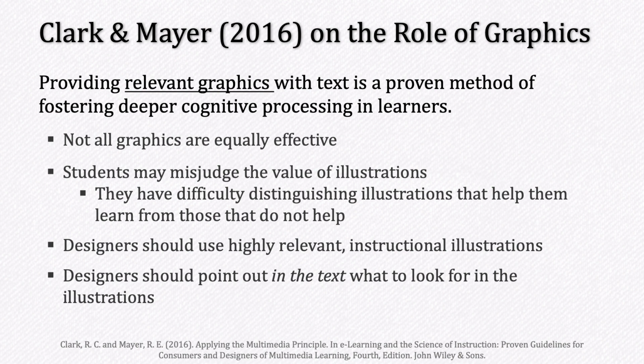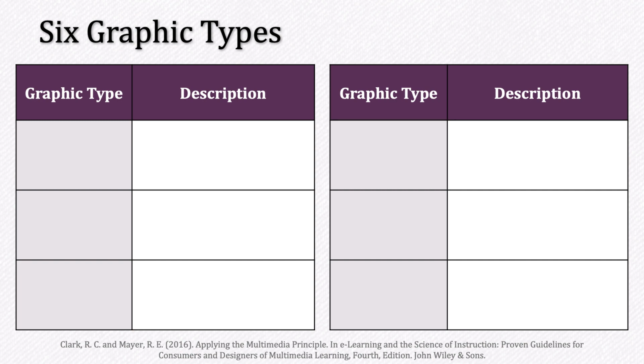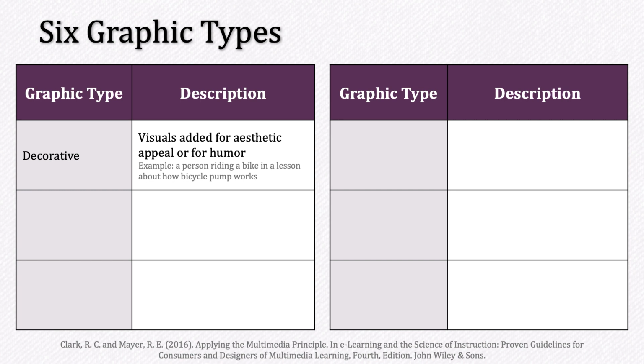Now, one of the important takeaways from research on the multimedia principle is recognizing that graphics can serve different purposes in multimedia. Fortunately, Clark and Mayer provide us with an excellent breakdown of 6 graphic types and how they do or do not add value to the learning process. The first graphic type is decorative. These are visuals added for aesthetic appeal or for humor. An example is a person riding a bike in a lesson about how a bicycle pump works. The picture is topically relevant, but has nothing to do with how a bike pump actually works.